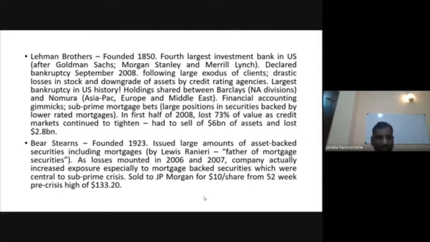Then again, another mortgage-backed security investment firm called Bear Stearns. Again, a little bit older company, founded in 1993, and also a key important person there, Lewis Ranieri, father of mortgage securities. So as a result of the financial crisis due to poor practices and governance structures, they had to incur significant losses. Then, of course, they sold their company to JP Morgan at a share value of $10, which was earlier $133. Okay.